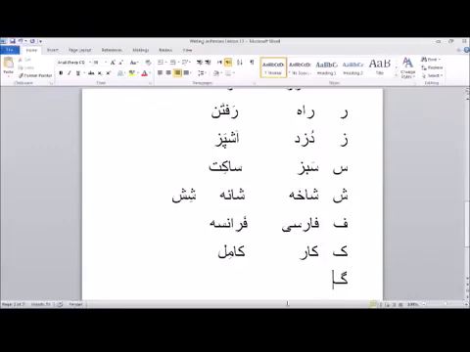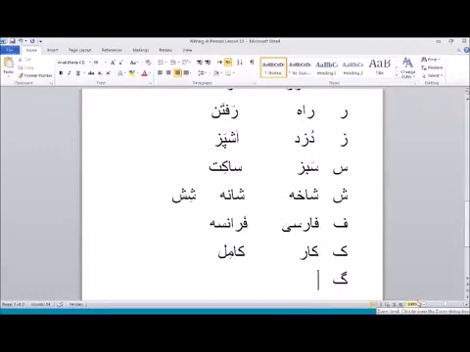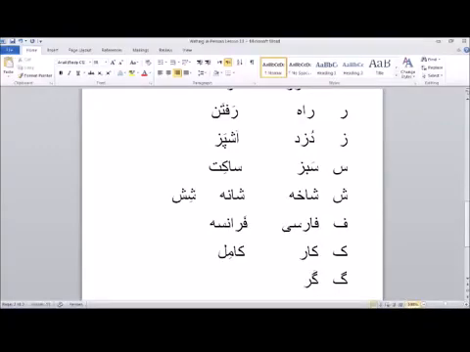Okay, now compare these two. This one has one on the top, but this one has only one. There are two here, there's one here. G, like girl. A G, like go, R, be: gurbe. Gurbe means cat.